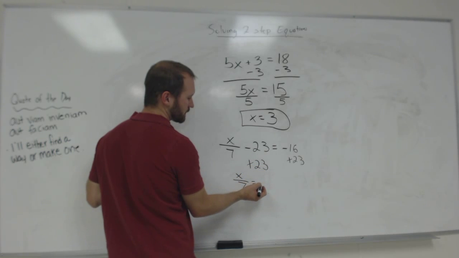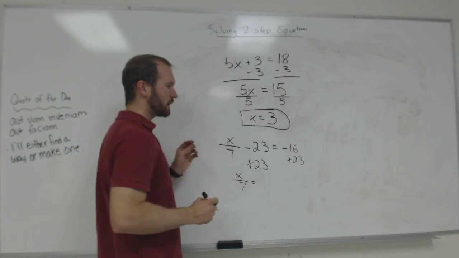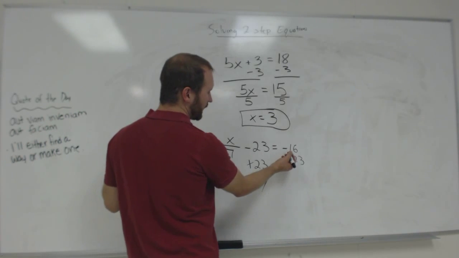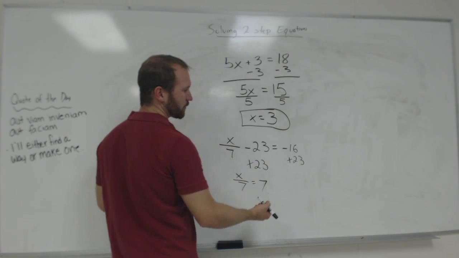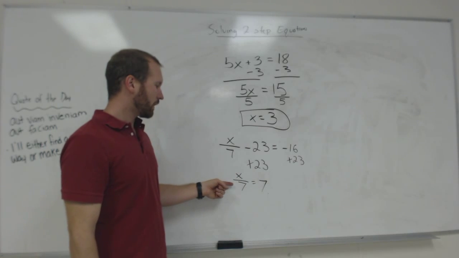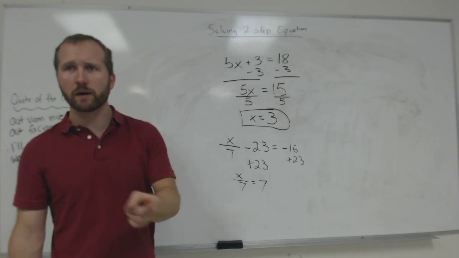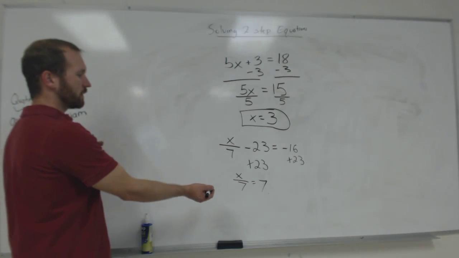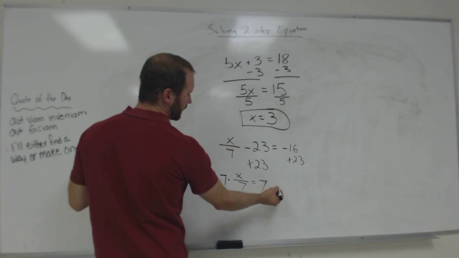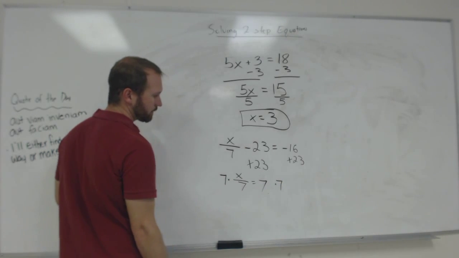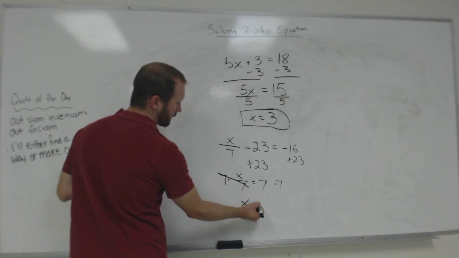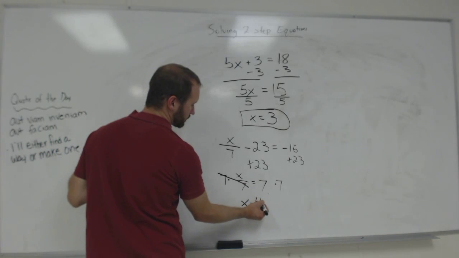Negative 23 plus 23 is 0. Negative 16 plus 23 is 7. I have a negative number plus a larger positive number. I'm going to get a positive number that's the difference between them. Okay, now I have to get x alone. Now what do I do? Get rid of this divided by 7. You get times 7. Yeah. 7 times this side times 7. These will cancel out, leaving you with just x. 7 times 7 is 49.